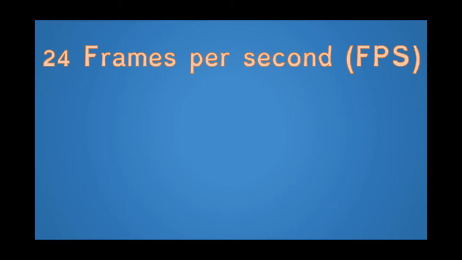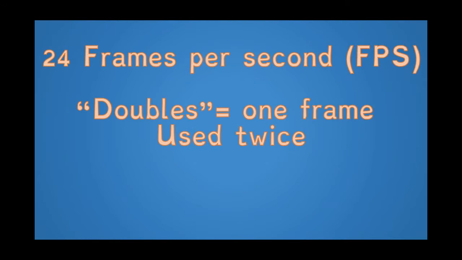So for standard things that you are watching, you tend to see 24 frames per second, or FPS. In the industry, they tend to use doubles, which means that one frame is going to be used twice. So in reality, you are seeing 12 unique frames every second.